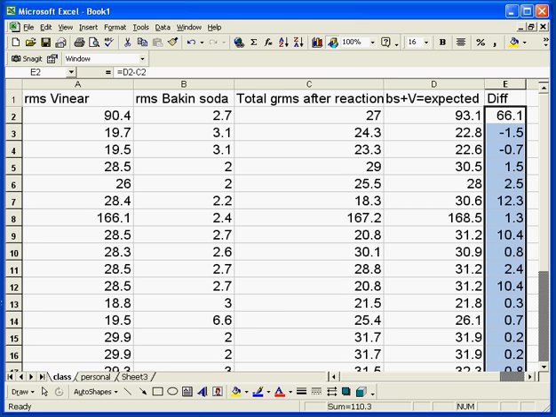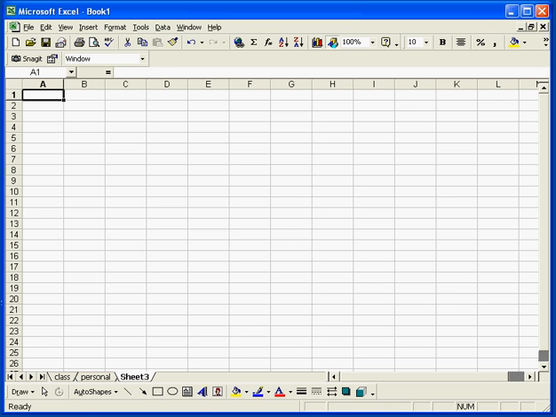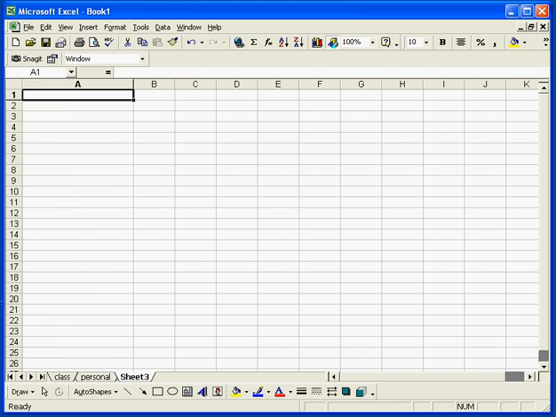Okay, now we have to determine what we would have expected to happen. In order to do that, we want to calculate the gram molecular weight of sodium bicarbonate, or baking soda. The chemical formula is Na for sodium, H, C for carbon, O3. Now remember that's a subscript. I'm not playing around with that right now.